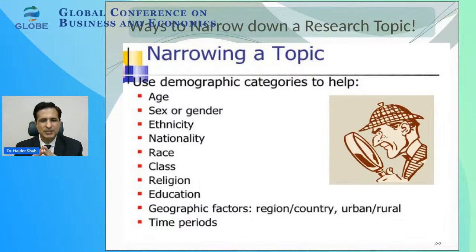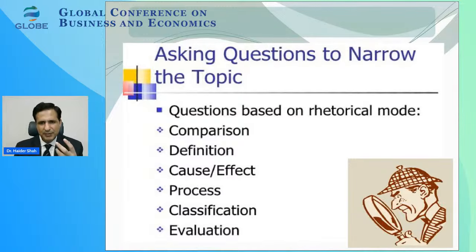Sometimes we just focus on the gender level. We investigate only, for example, men or women for that purpose. Sometimes based on ethnicity, nationality, race, color, religion, education, time period, and geographic factors as well. So we can narrow down the topic. And then we can narrow it down based on the type of question asked. For example, comparative studies, cause and effect, process, classification. All these things. Okay, so these are the ways we can narrow down the topic.